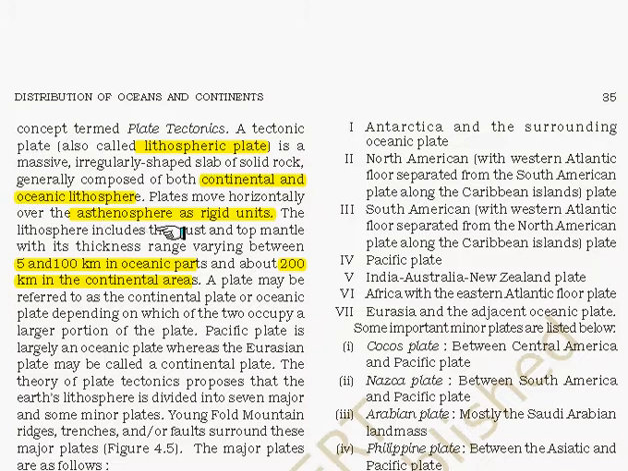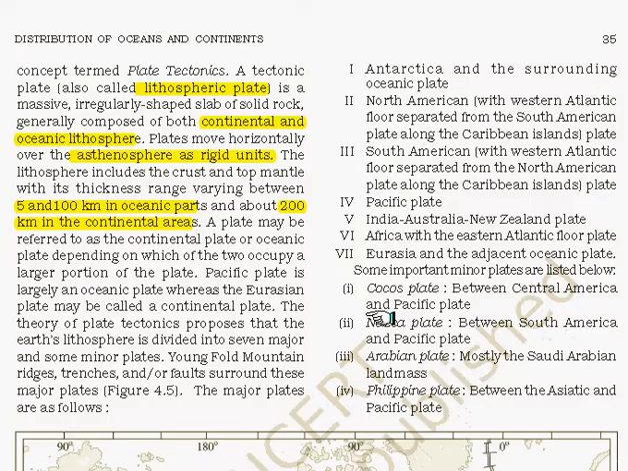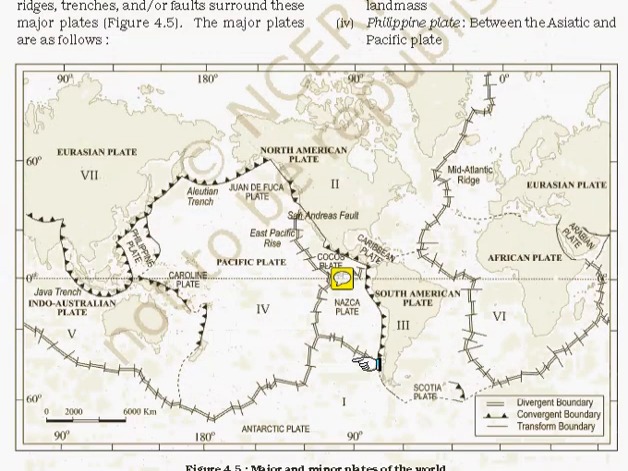The lithosphere is rigid and consists of the crust and top mantle, with thickness varying from about 5 to 100 kilometers in oceanic parts and 200 kilometers in continental areas. Here in this diagram we can see the Pacific plate is an oceanic plate while the Eurasian plate is a continental plate. There are a total of 7 main plates and some minor plates.